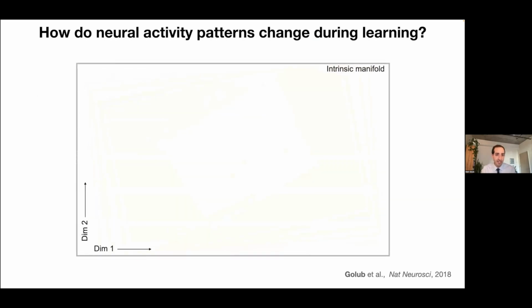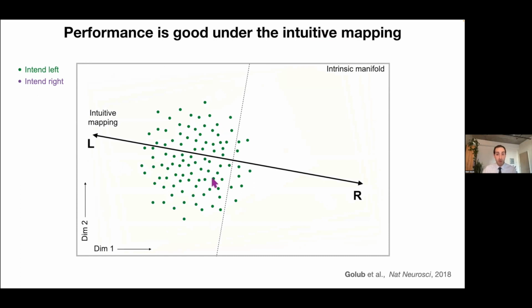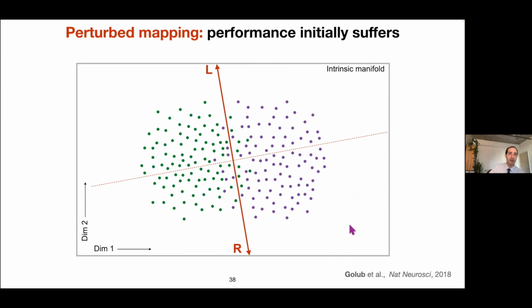So recall we began each session with an intuitive BCI mapping, which was easy for the animal to use right off the bat. So that means when the animal intends to move to the left, he generates activity patterns that for the most part drive the cursor to the left. And when he intends to move to the right, he generates a different set of activity patterns which do move the cursor to the right. But after we perturbed the mapping and before any learning has happened, now when he intends to move to the right, some of these patterns still move the cursor to the right. That's good. But some of these patterns now move the cursor to the left. That's bad. And vice versa.